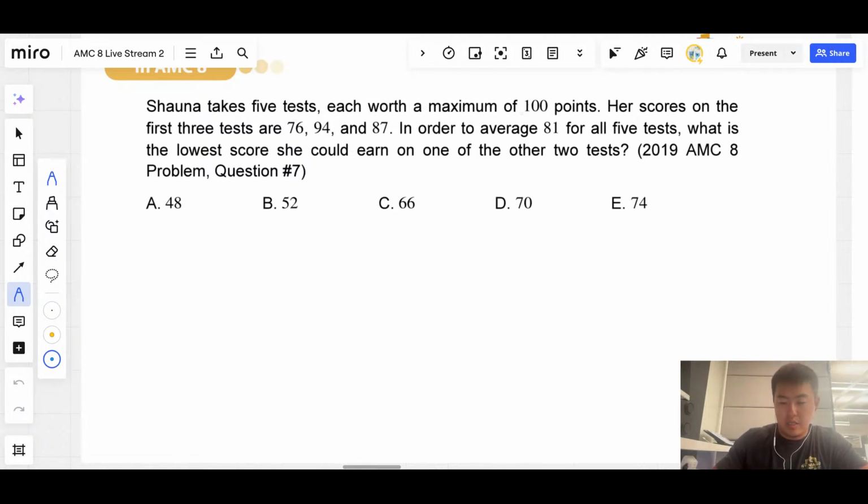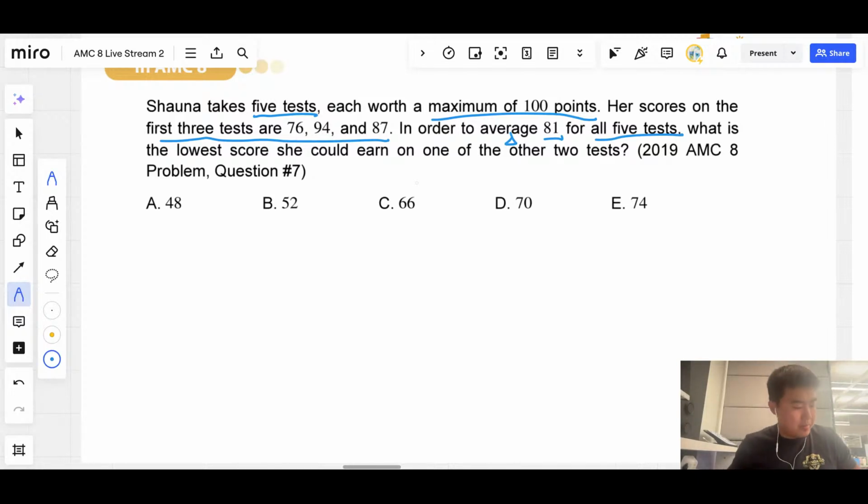So the information here is that, all right, let me double check the connection. Okay, so it said that Shauna takes 5 tests, each worth a maximum of 100 points. And let's highlight the keywords. So first is 5 tests, then the maximum for each test is 100 points. Her scores on the first 3 tests are 76, 94, and 87, right? So in order to average 81 on all 5 tests, what is the lowest possible score she can get for one of the other 2 remaining tests?